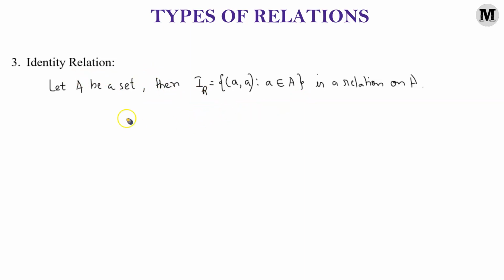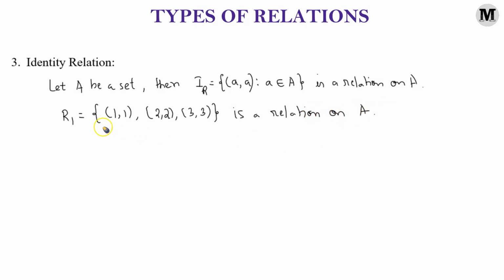Fine. Now, what does it mean? Let's try to understand this with the help of an example. Let's call it R1. So we have a relation R1 such that it has the elements (1, 1), then the ordered pair (2, 2), and the third ordered pair (3, 3). Let's say R1 is a relation on the set A. A contains 3 elements, let's call these elements 1, 2, and 3. Here we are saying that R1 is a relation on A.